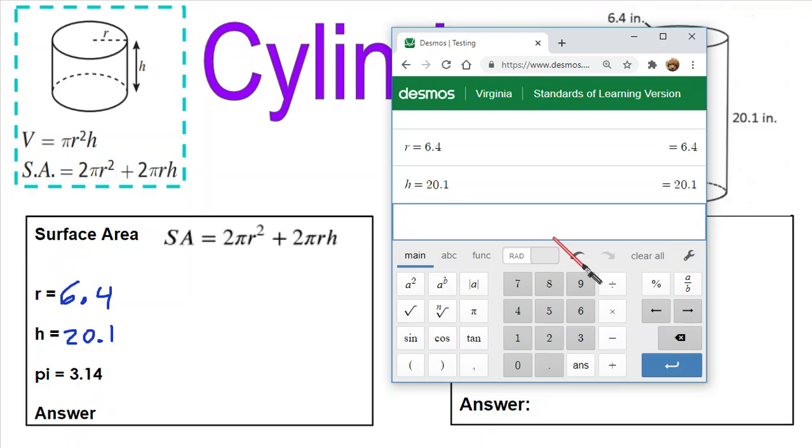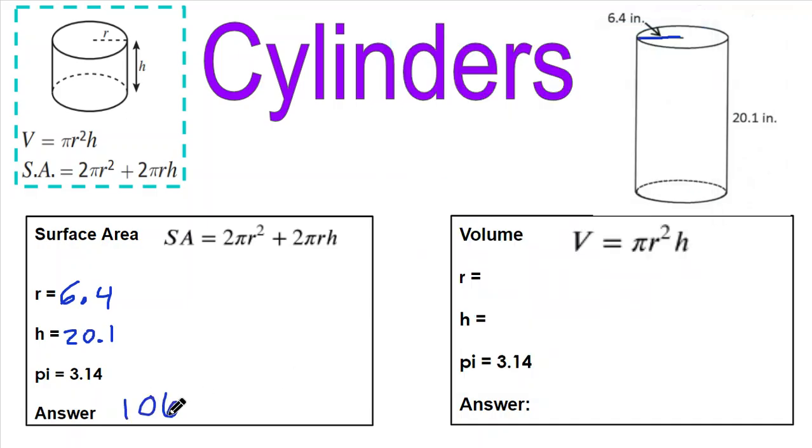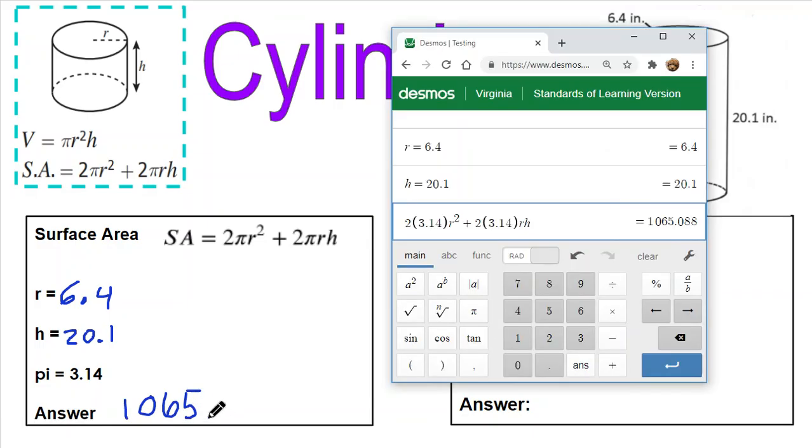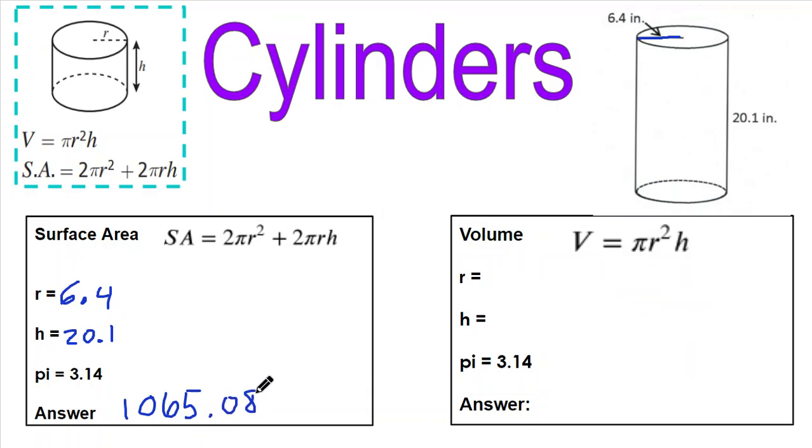And now I can write my formula. It'll be 2 times pi, and I'm going to put that in parentheses, times r squared, plus 2 times pi, which is 3.14, I'm putting that in parentheses, and then rh. And I get 1065.088, so it would be 88 thousandths. This is measured in inches, and surface area is always squared.